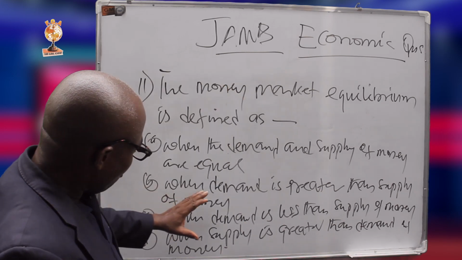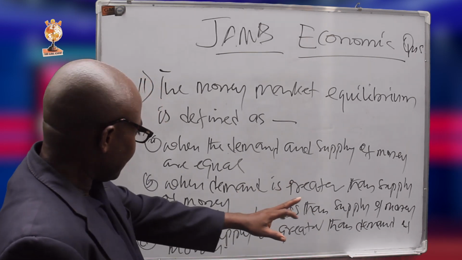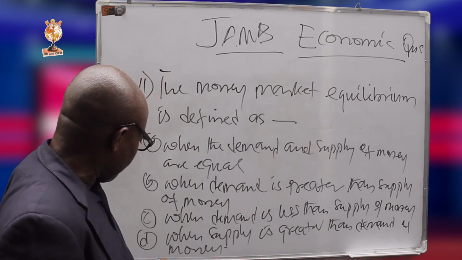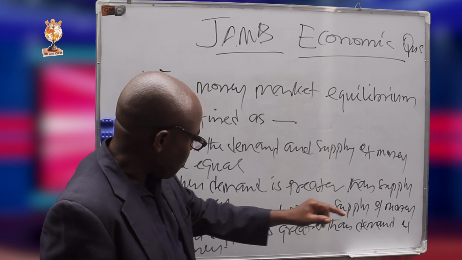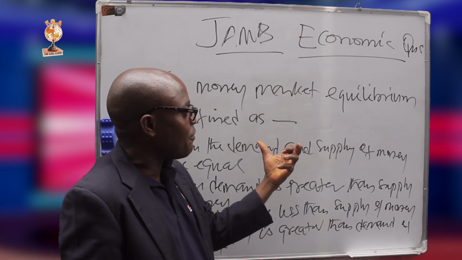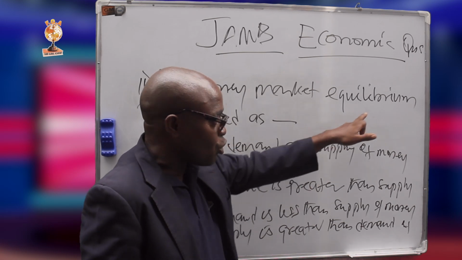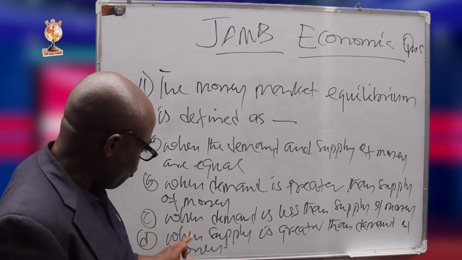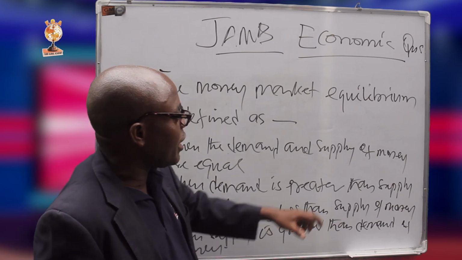In option B, we said when demand is greater than the supply of money, it does not fit in here. Then C, we said when demand is less than supply of money, it still does not fit in here. When you are reading these questions, read the question carefully and look at the options. In this question, what you are considering is equilibrium. Now, you come to the D option. We said when supply is greater than demand of money, this option does not fit in here either.